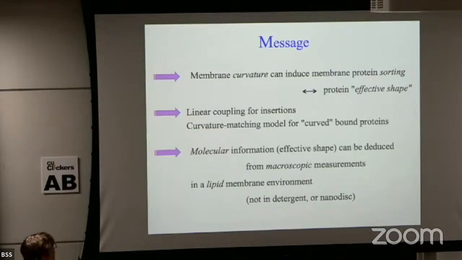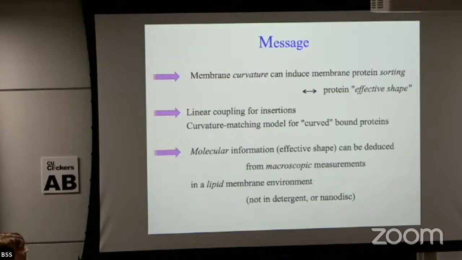And I showed you that, at the end of the day, we can have two types of model. From the simulation, from the calculation from Misha Kozlov, or from our experiment with transmembrane protein, we see that at least this linear coupling is working relatively well if we have insertion. But in the case we have proteins with a curved shape and they are bound to the membrane, I showed you that we need to take a model, what we call the curvature matching model, which works better for this protein.